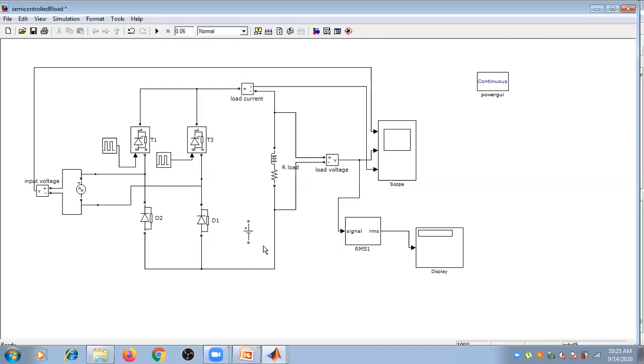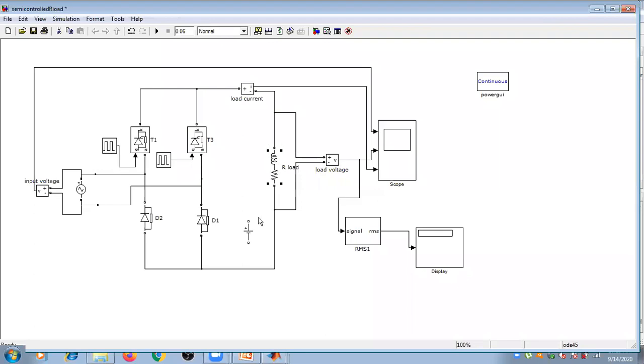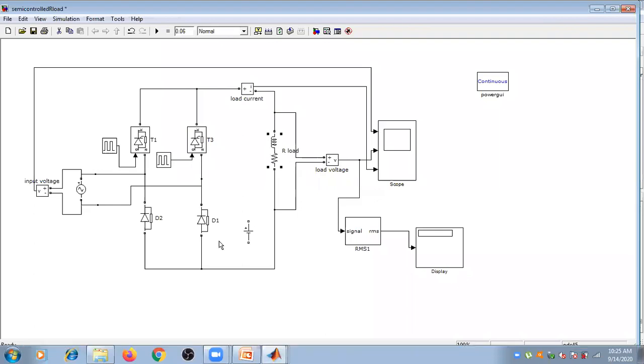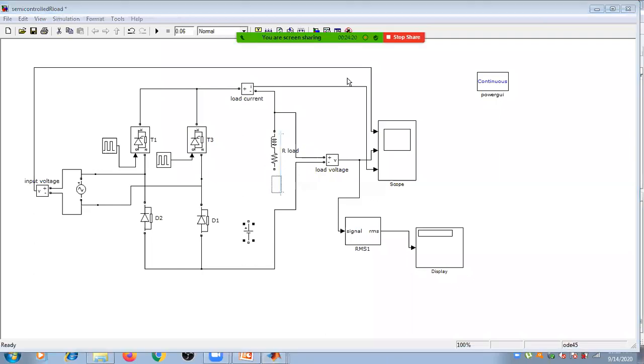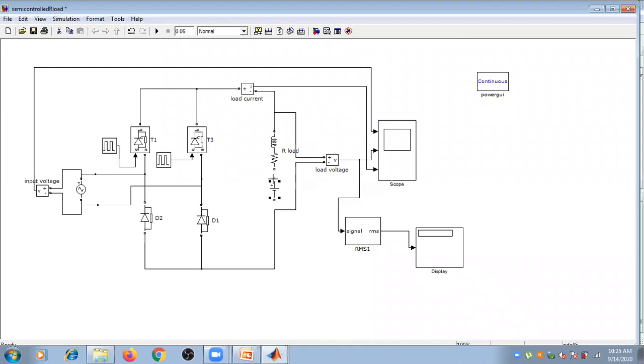So simply I'm taking a DC source, and I'm adding this DC source in series with this RL load, so that now this is our motor load. This is our motor representation.